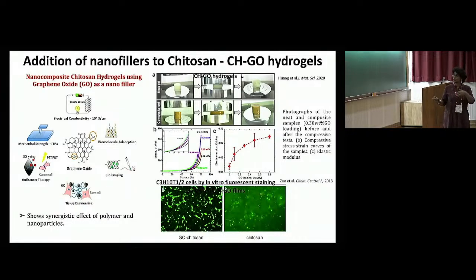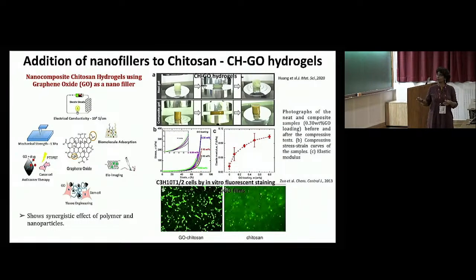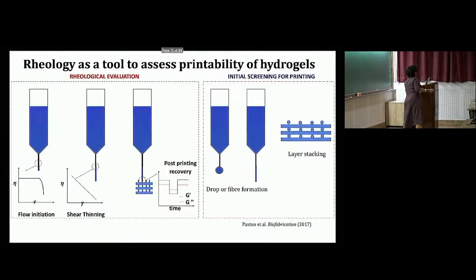In some of the earlier literature, these kinds of composites have been made where the graphene oxide is added to the chitosan, and the authors have made very compressive hydrogels. These are some results from the paper, and they show elastic modulus going up and the compressibility going substantially up, and they even demonstrate that cell lines are able to grow in this with the addition of graphene oxide versus the chitosan which doesn't have the graphene oxide.